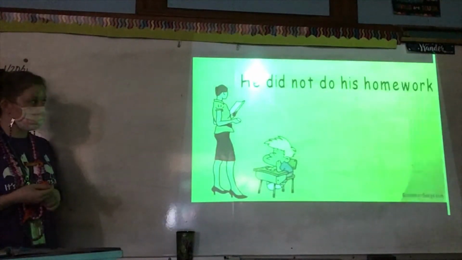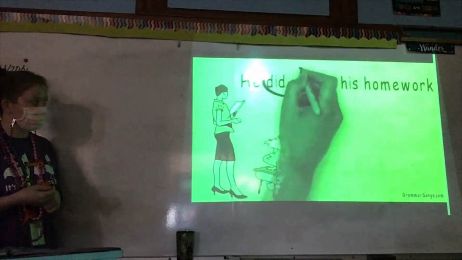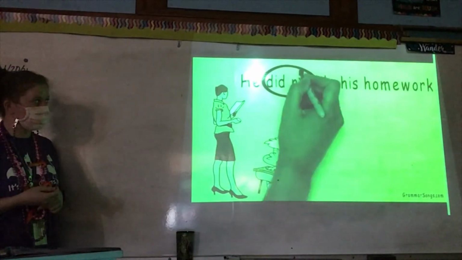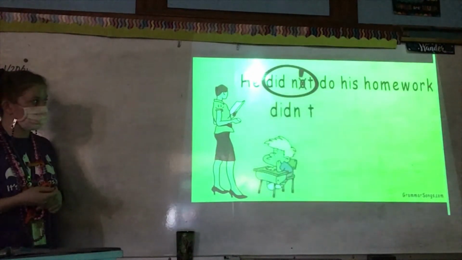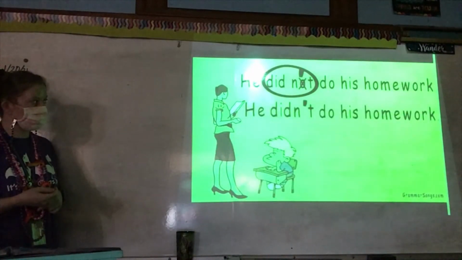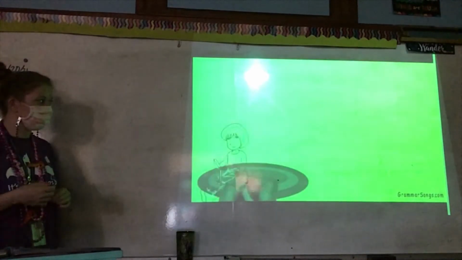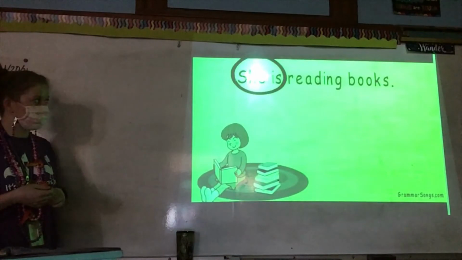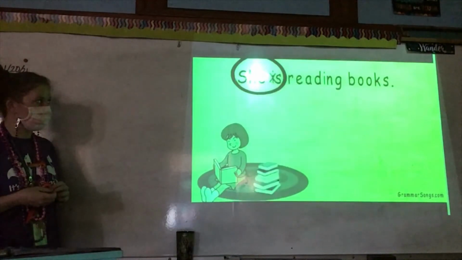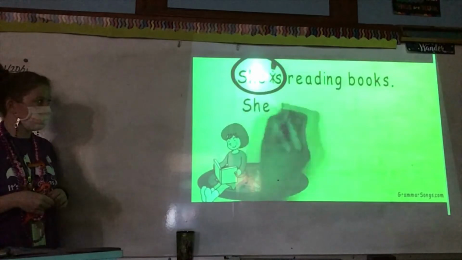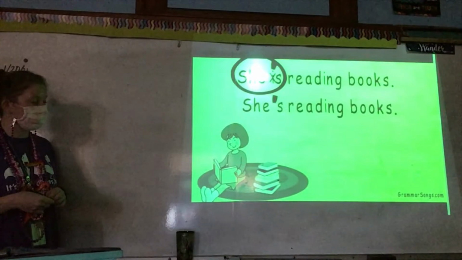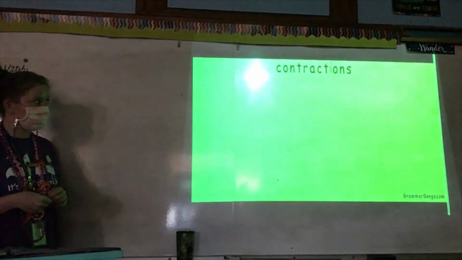Let's look at another example. He did not do his homework. I could make the words did not into a contraction. By replacing the O with an apostrophe, did not becomes the contraction didn't, making my new sentence, he didn't do his homework. Let's look at this sentence. She is reading books. I could make the words she is into a contraction. By replacing the I with an apostrophe, she is becomes the contraction she's. She's reading books. We use contractions every day when we speak and write.